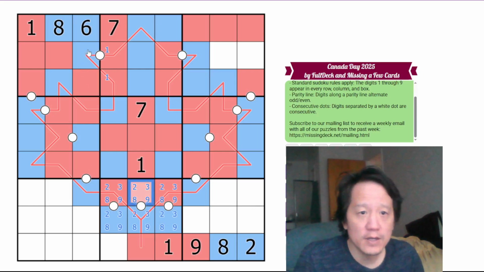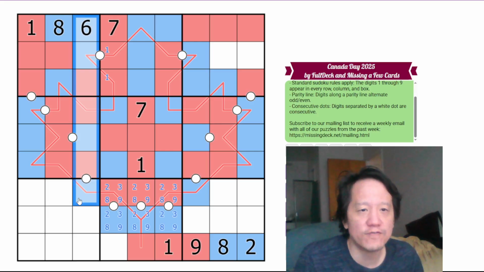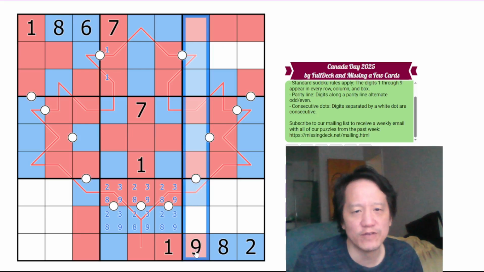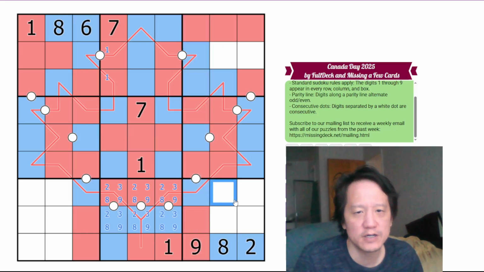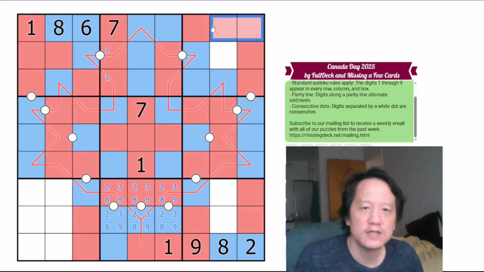Okay. In column 3, we have 4 evens, so the rest of the digits have to be odd. In this lower central box, we have 5 odds, so this must be even. In column 7, we have 4 evens, so the rest must be odd. In column 9, we have 4 evens, so the rest must be odd. So this is odd, and these are odd. In this upper right-hand box, we have 5 odds, so this must be even.